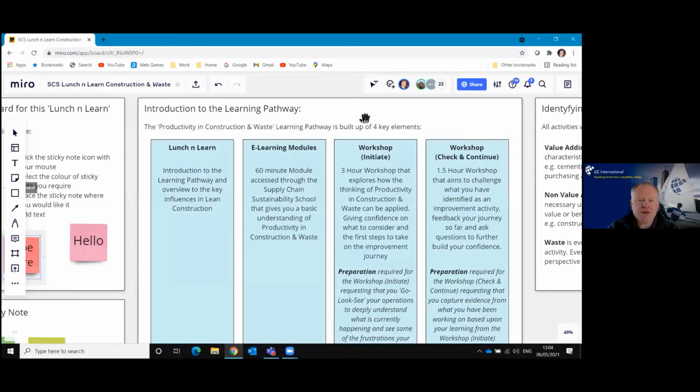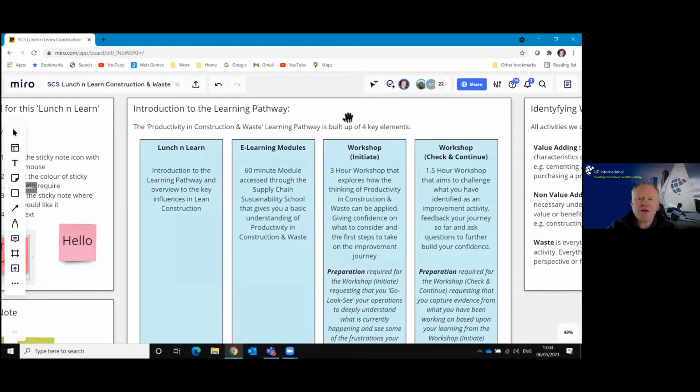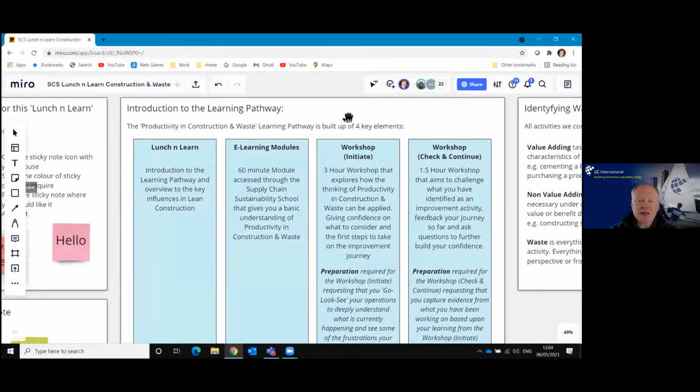There'll be some preparation required. We'll ask you to go and do what we call a go, look and see, to deeply understand some of the issues you're facing and then bring that evidence into that workshop so we can work through it together to see how we can improve that situation for you.